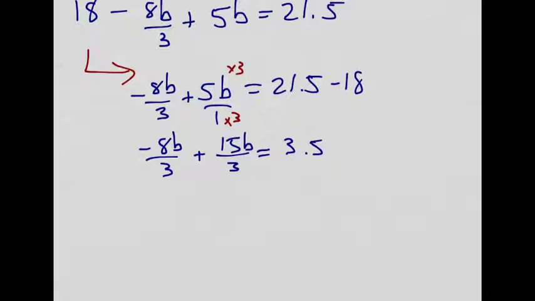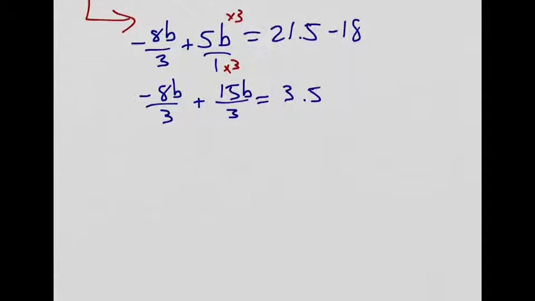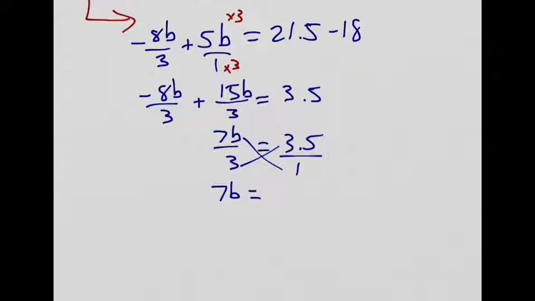Is that what the right side works out to? And that is 7B over 3 equals 3.5. Too fast? Divide by 7/3. Well, we can cross multiply. Maybe that's easier. Put this over 1 and cross multiply. So 7B equals 10.5. And then divide by 7. So B is how much?